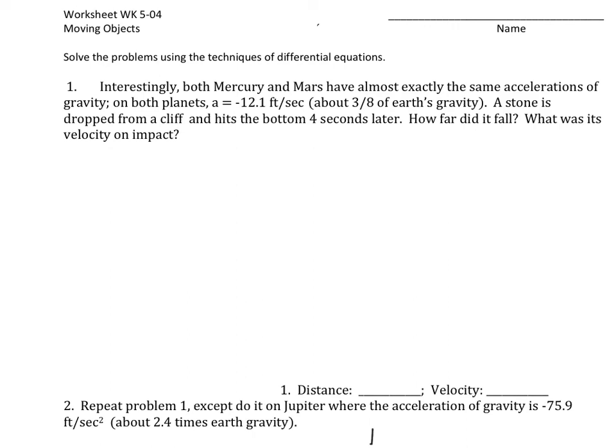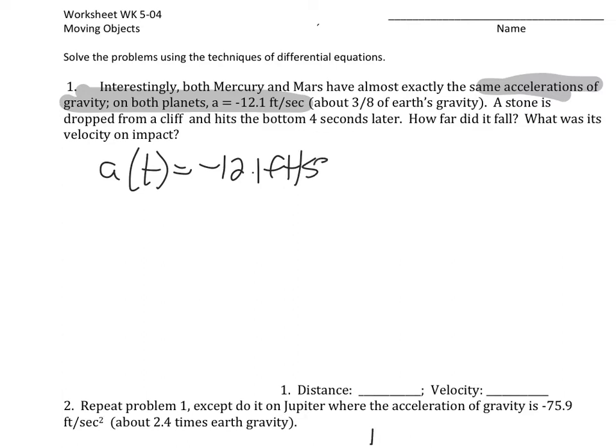Problem one, interestingly, both Mars and Mercury have exactly the same accelerations of gravity. So they're telling you the accelerations for both planets. That's going to be A of t is negative 12.1 feet per second. A stone is dropped from a cliff and hits the bottom 4 seconds later. How far did it fall and what was its velocity on impact?